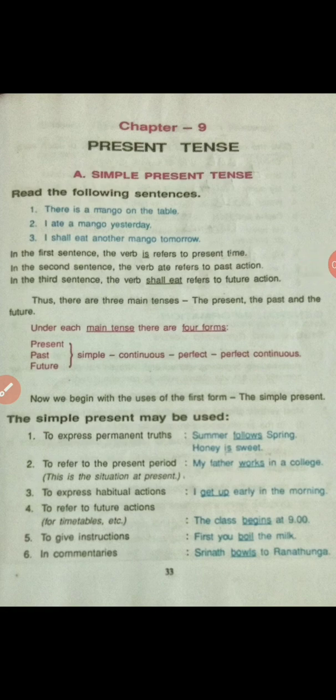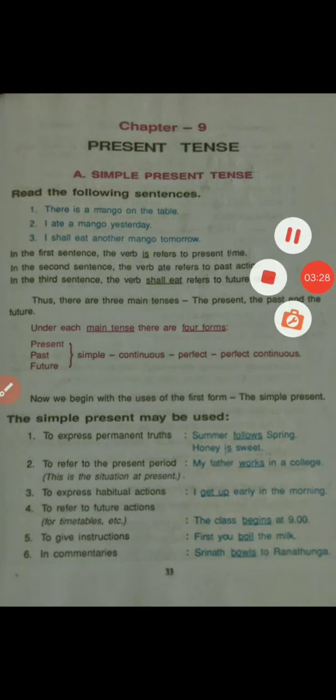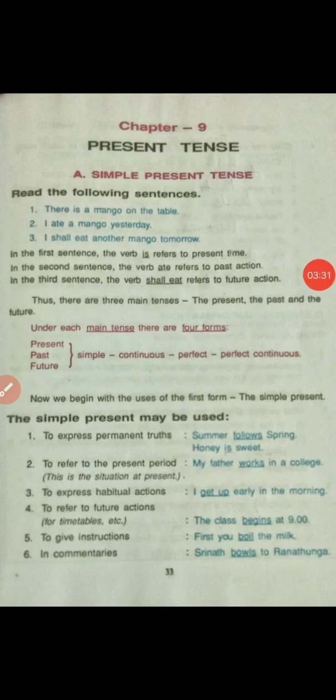Okay, then fourth one, the simple present tense is used to refer to future actions. Example, the class begins at 9 a.m. Okay, so the simple present tense is used to give instructions also. Example, first you boil the milk, like that, instructions. Then sixth one, the simple present is used in commentaries. Okay, Srinath Ranatunga. It's used in commentaries also.